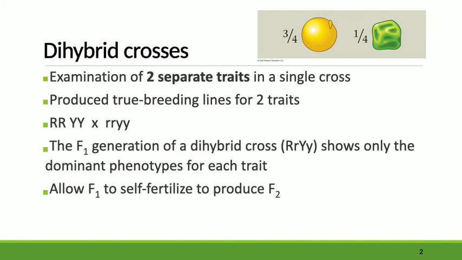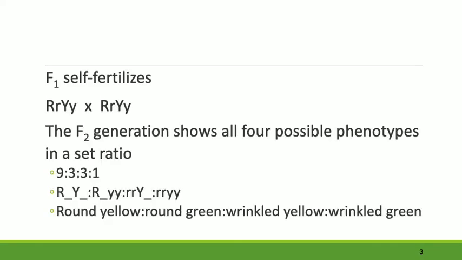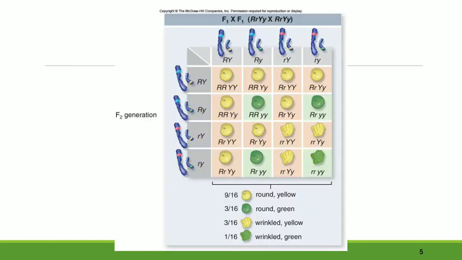Then he allowed these F1 generation, so this phenotype, to self-fertilize and produce the F2 generation. And what he saw in the F2 generation is a ratio of phenotypes, 9:3:3:1. In other words, he saw all different combinations of these traits. So here is the Punnett square that represents it.